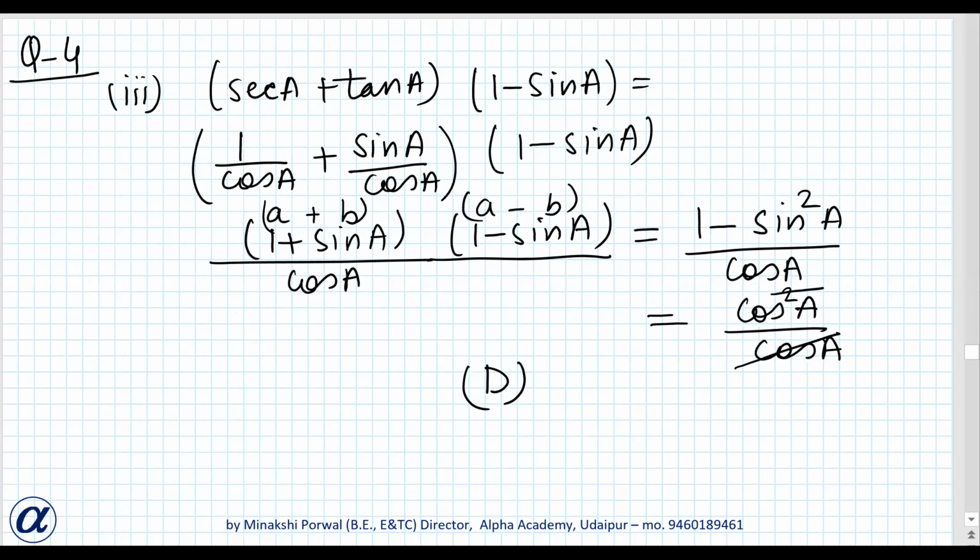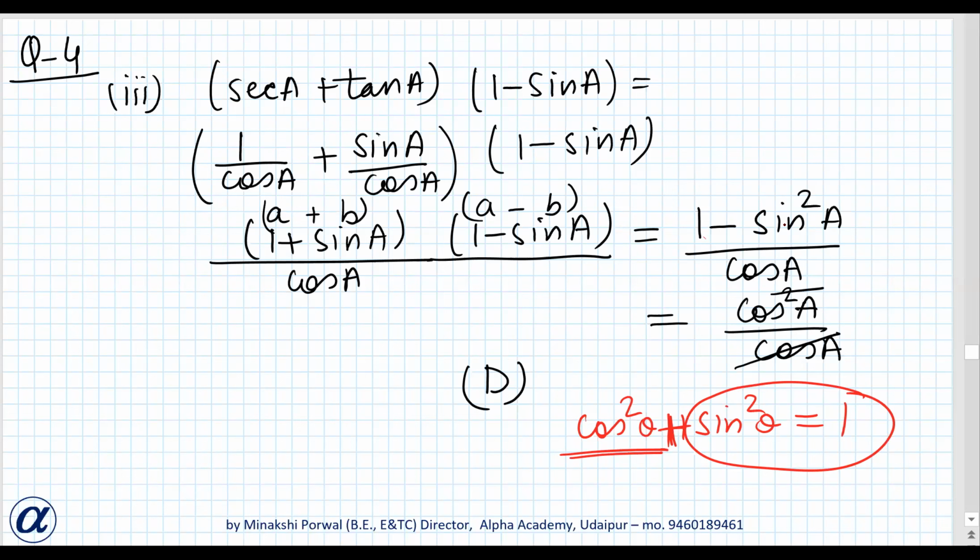Here, what did we do? Sec theta was there, so we converted it into cos, and tan into sin and cos. Now there is 1 plus sin and 1 minus sin, so we applied the identity a plus b, a minus b, a square minus b square. 1 square is 1 only. Now we have used the identity cos square theta plus sin square theta equals to 1. So 1 minus sin square theta will be cos square theta. So instead of 1 minus sin square theta, we have substituted cos square theta. Cos and cos cancel, and therefore only cos A is the answer.